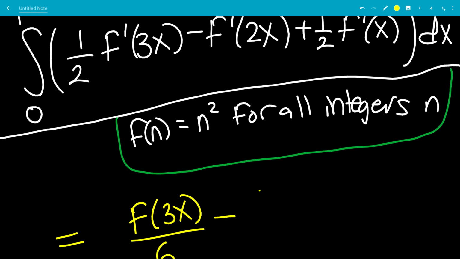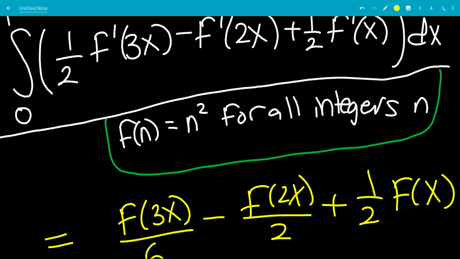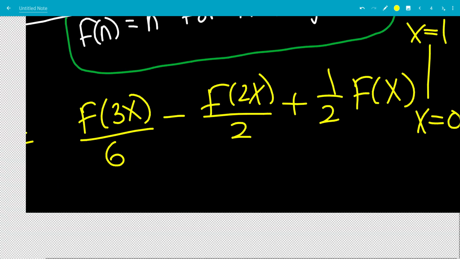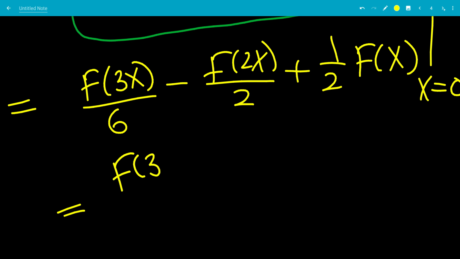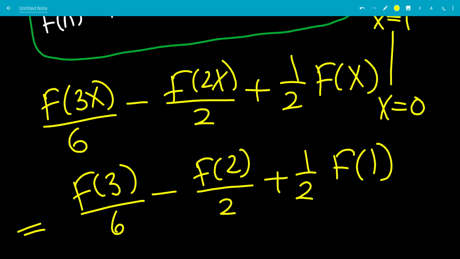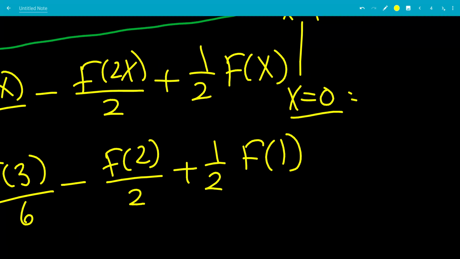Then we're going to have minus f of 2x, and we have to divide by 2. And then we're going to have just 1/2 f of x, because the derivative of x is 1, so we don't have to divide by anything. So we're going to plug in from x equals 0 to x equals 1. This will be f of 3 divided by 6 minus f of 2 divided by 2 plus 1/2 f of 1.